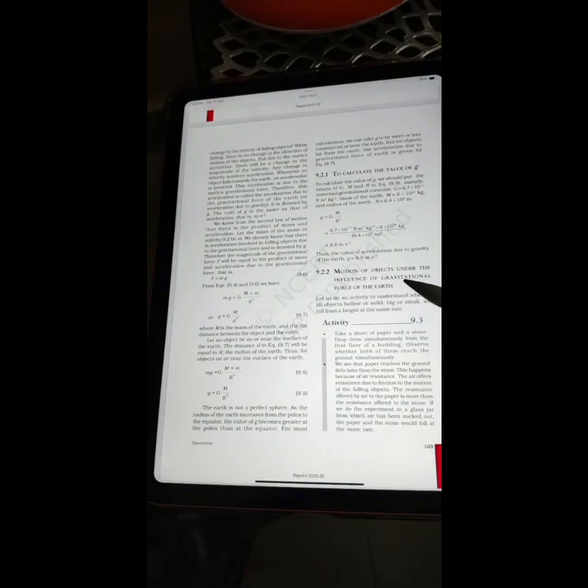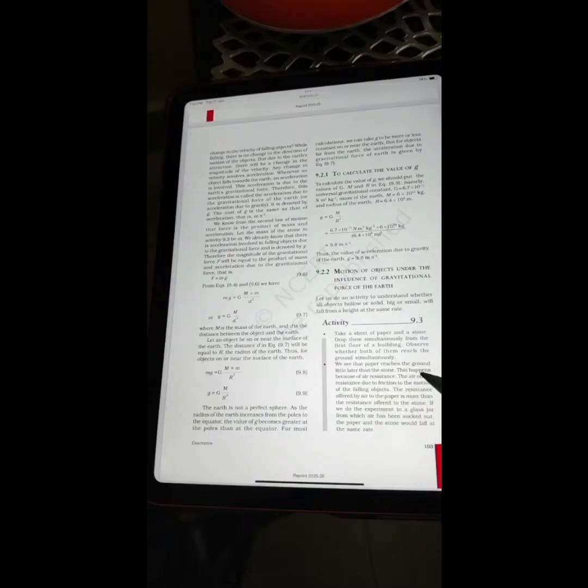9.2.2, Motion of objects under the influence of gravitational force of the earth. Let us do an activity to understand whether all objects, hollow or solid, big or small, fall from a height at the same rate. Activity 9.3: take a sheet of paper and a stone, and drop them simultaneously from the first floor of a building. Observe whether both of them reach the ground simultaneously.